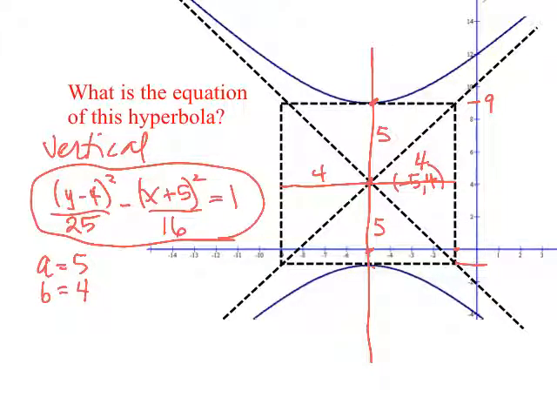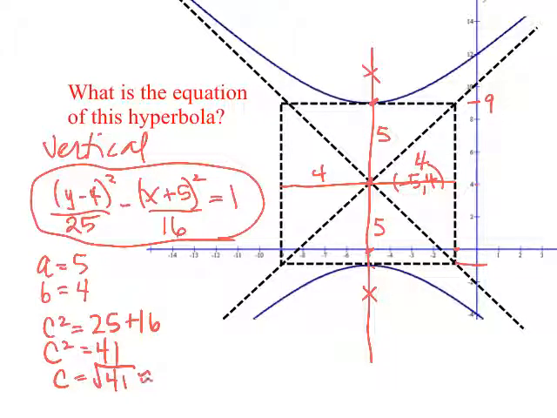What if I said, hey, where are the focus points? We know they're somewhere down here and up here, but we need to find the c value. So c squared equals 25 plus 16. c squared equals 41, and c is the square root of 41, or approximately 6.4 up and down. So our focus points, we could write them down. They are going to be over at -5, and they're going to be at the center 4, but plus or minus the square root of 41. So that's your focus points.